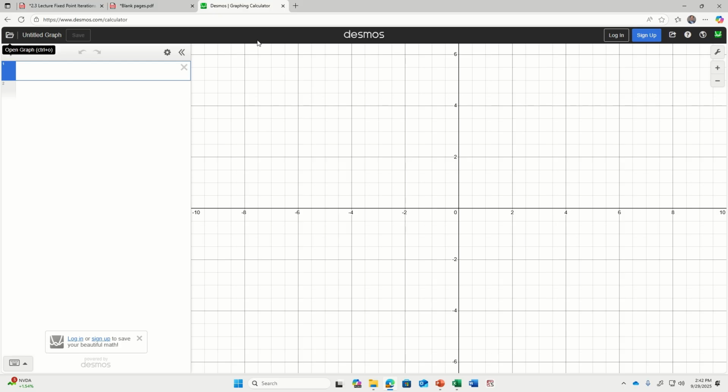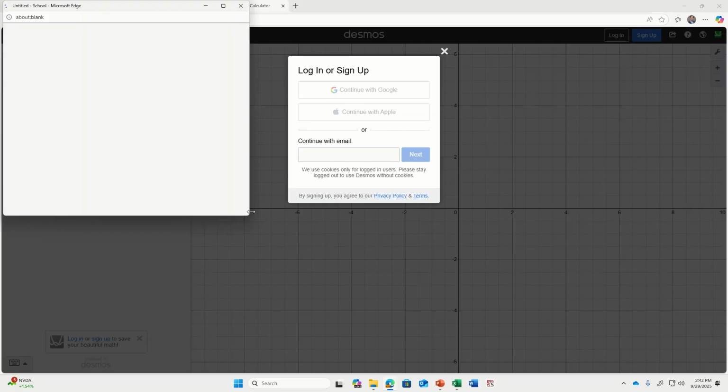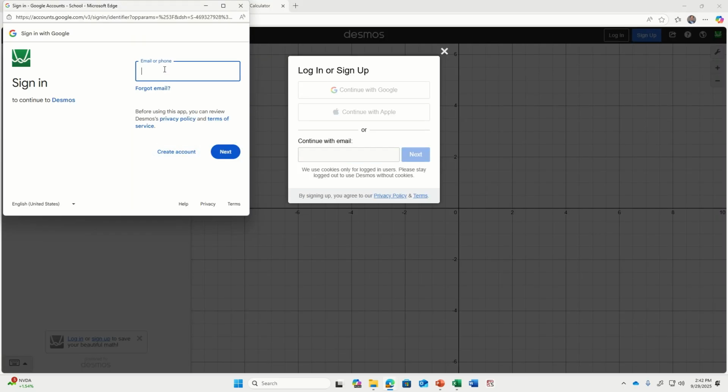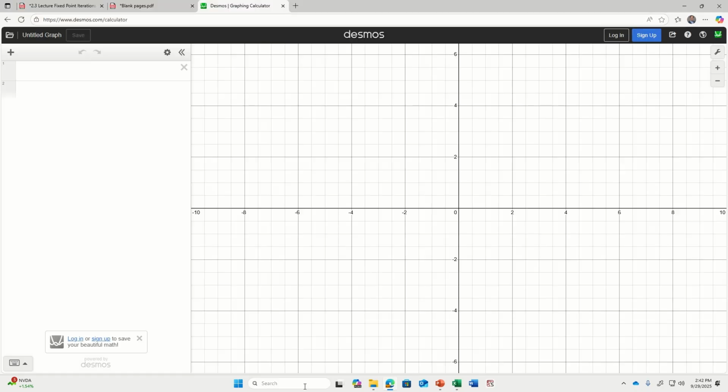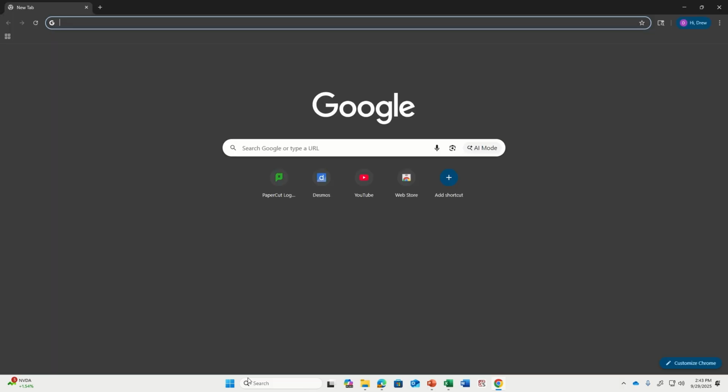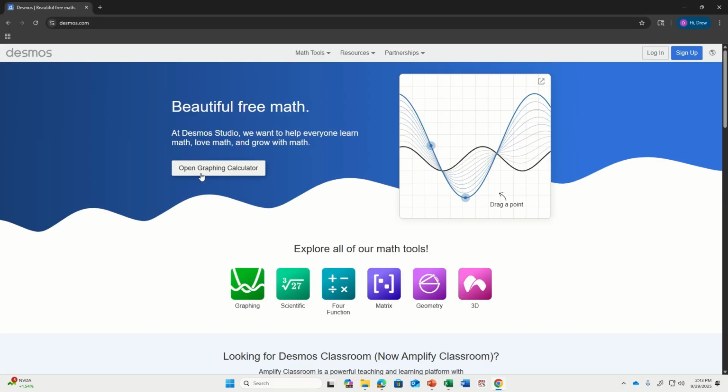So let's see if I can find my Desmos thing. Oh my gosh, you're joking me. Oh, it's because this is Edge. I need Chrome for it to work. Now we try.